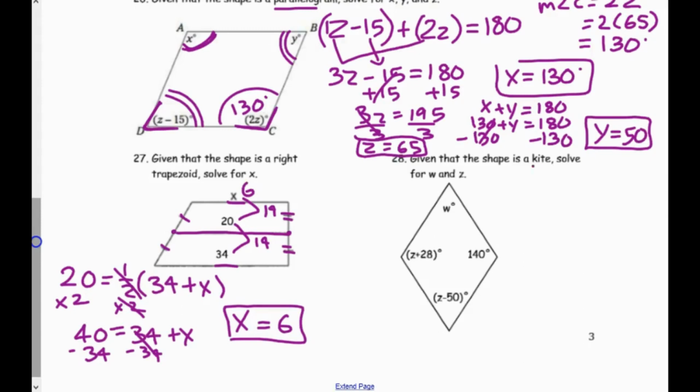All right, kites are easy to confuse over here on number 28. Given that the shape is a kite, solve for W and Z. The only thing you know in a kite is that these side angles are congruent. So let's set those equal. Z plus 28 equals sine 140. Get rid of that loner. Okay, 112. Okay.